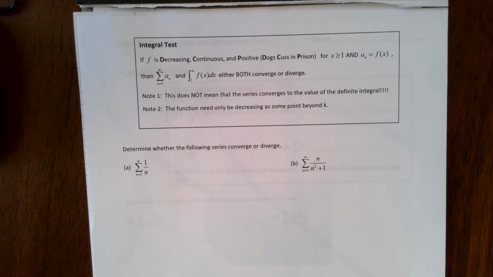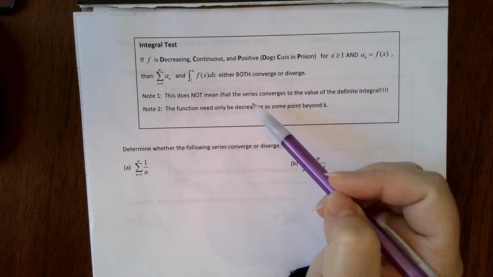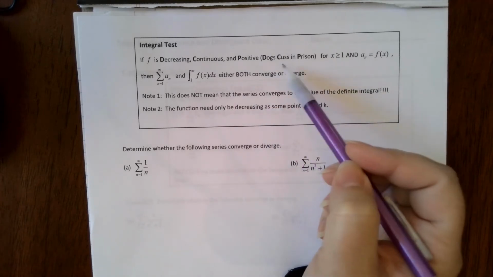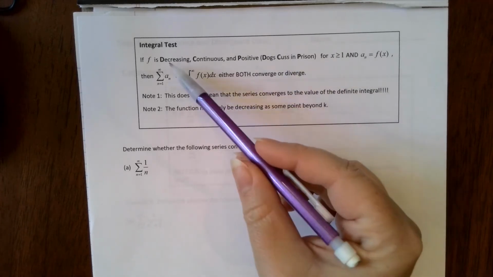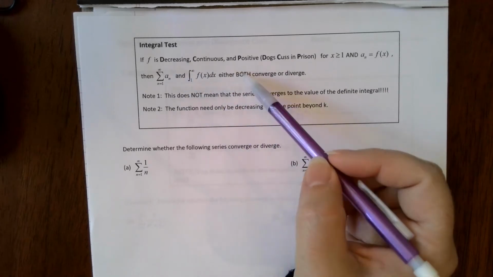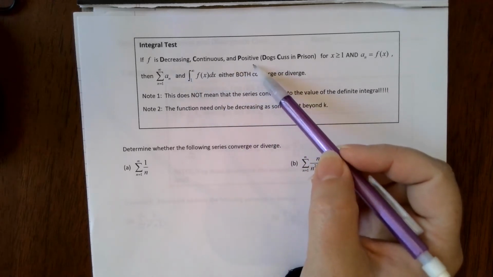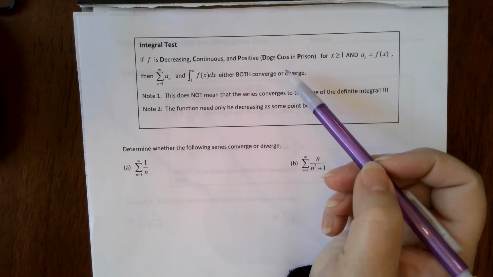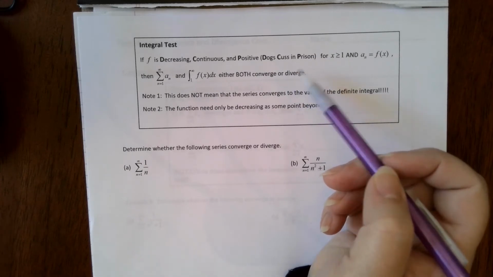So please know that I did not write this box stuff. I stole this from somebody. I did not come up with this mnemonic. But if f is decreasing, continuous, and positive, so that's the first thing that has to happen. So, dogs cuss in prison. Whatever, you won't forget it.